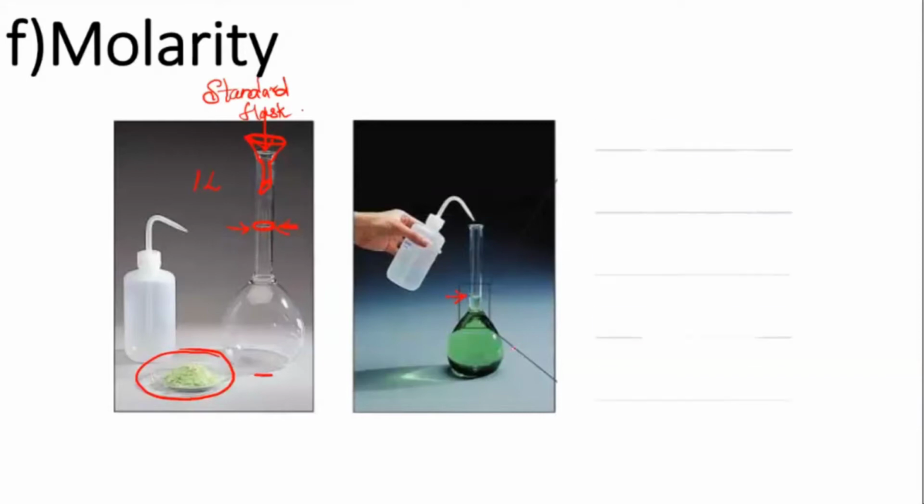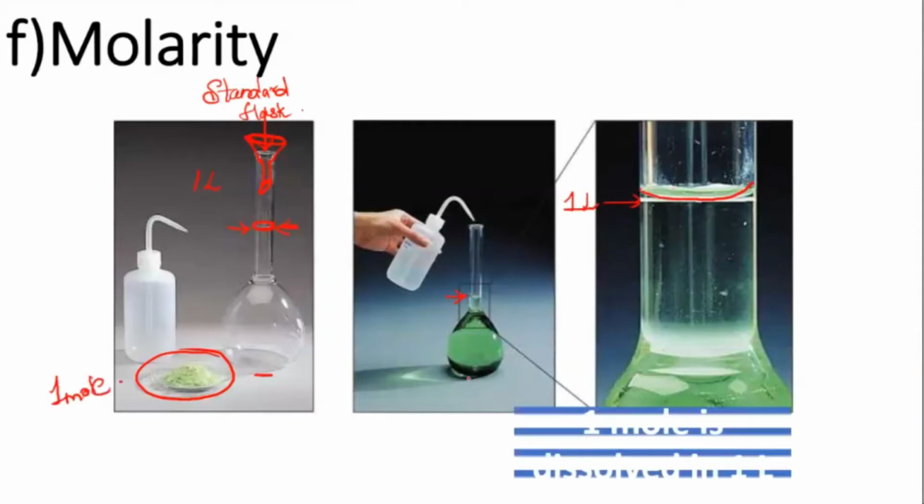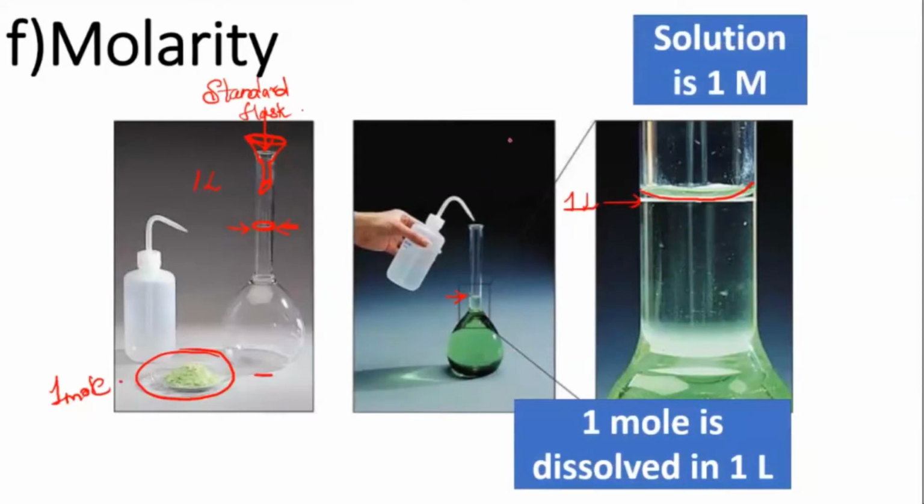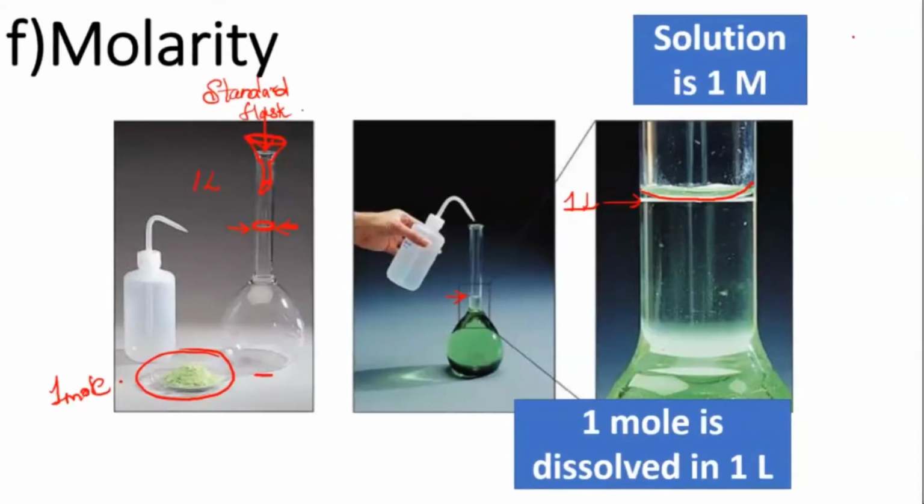So when you dissolve this, you can see here the lower meniscus. This is the lower meniscus which is touching the mark, which comes out to be 1 liter here. So when you dissolve 1 mole of this solute in 1 liter of the solution, then this particular solution will be called 1 molar. If 1 mole of the solute is dissolved in 1 liter of the solution, then this is called 1 molar. So that's molarity.